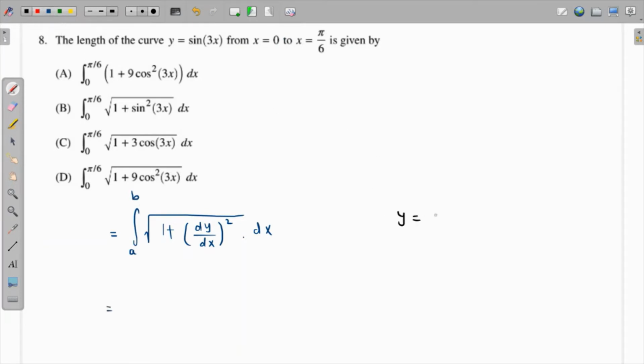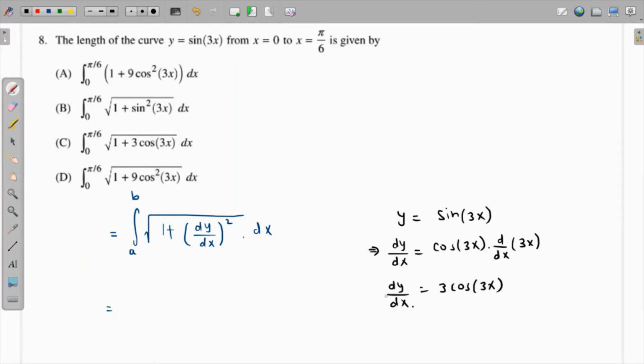So y is sine of 3x. Using the chain rule, dy over dx is going to be the differentiation of sine, which is cos, with 3x remaining as it is. Then we go inside and differentiate 3x. The differentiation of 3x is just 3. So this will be 3 cos 3x. This is the value of dy over dx.